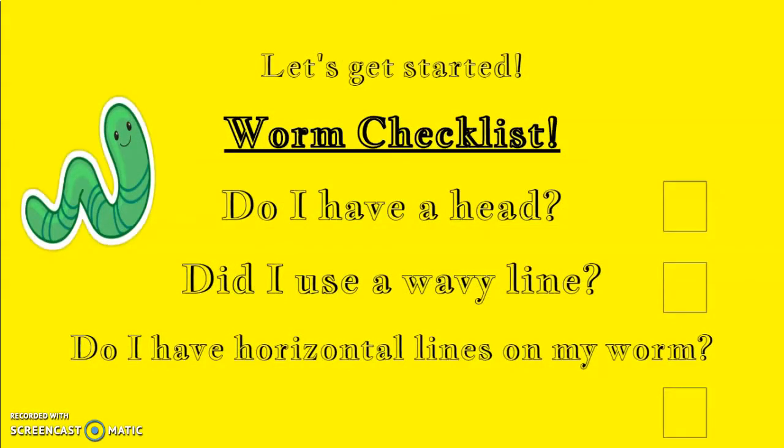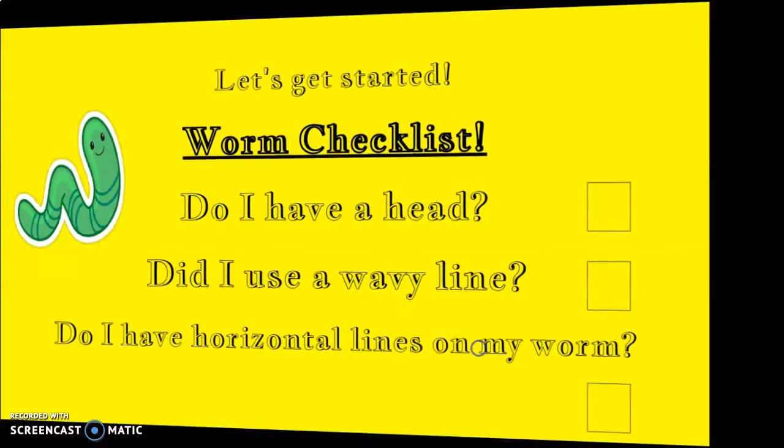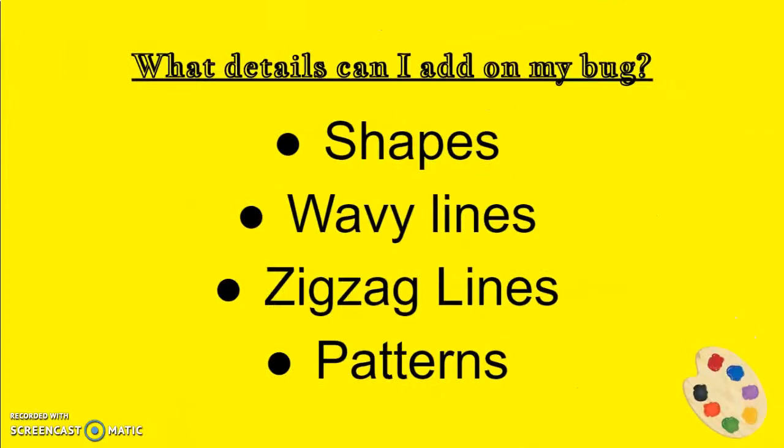Our worm checklist. Do I have a head? Did I use wavy lines? Do I have horizontal lines on my worm? What details can I add on my bug? Maybe shapes, wavy lines, zigzag lines, or patterns.